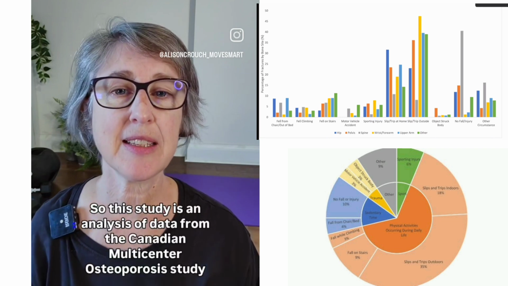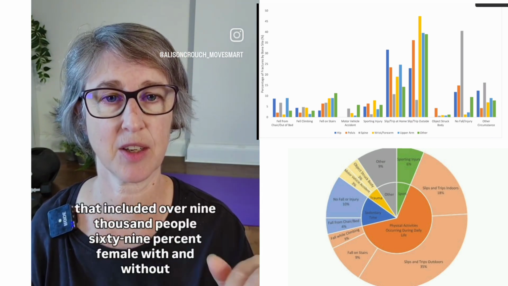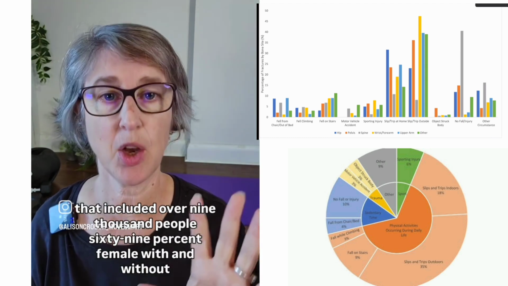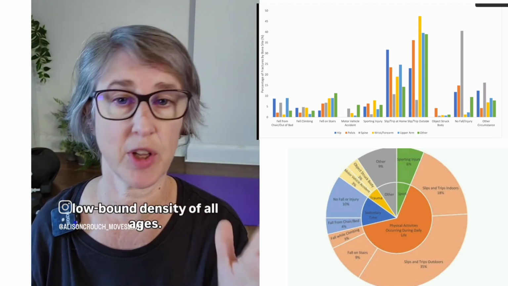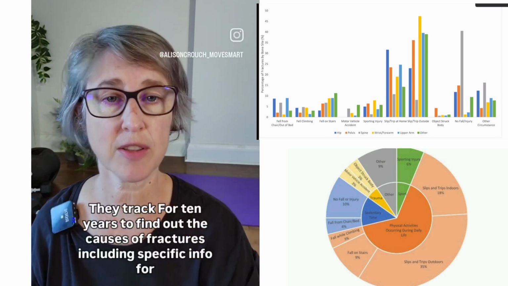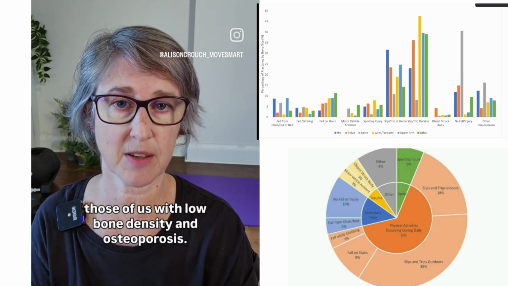So this study is an analysis of data from the Canadian Multicenter Osteoporosis Study that included over 9,000 people, 69% female, with and without low bone density of all ages. They tracked fractures for 10 years to find out the causes of fractures, including specific info for those of us with low bone density and osteoporosis.